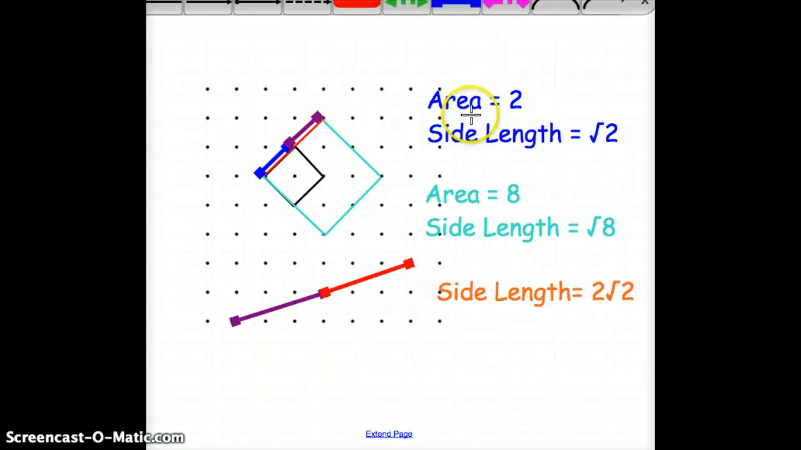I want the area and side length of the original, the area and the side length of the larger square, and then I want you to show me the other way of writing your answer. So for example, I would write down the square root of 2 for the side length of my small square, the square root of 8 for my large square, or you could write that as the 2 square roots of 2.